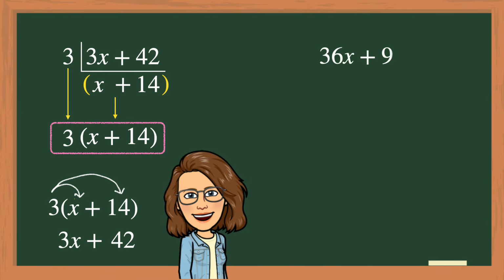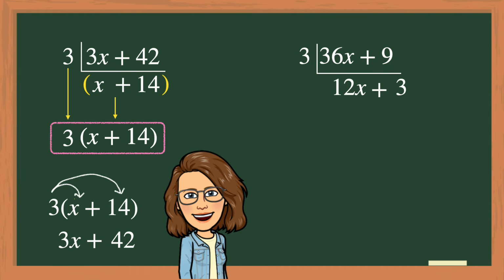Let's try another expression with addition, and then I'll show you a couple more with subtraction and an extra variable. The first step is to place the expression in the ladder. Then looking at 36 and 9, I see that they share a common factor of 3. Then I'll divide 3 into 36x to get 12x, and 3 divided into 9 is 3.